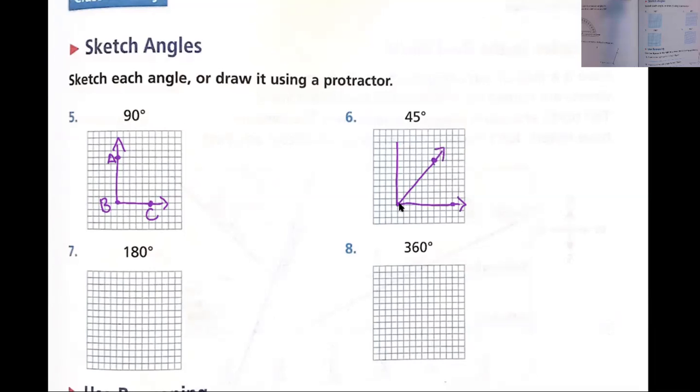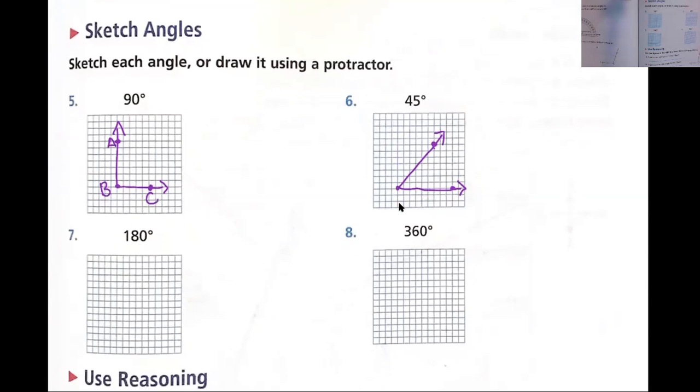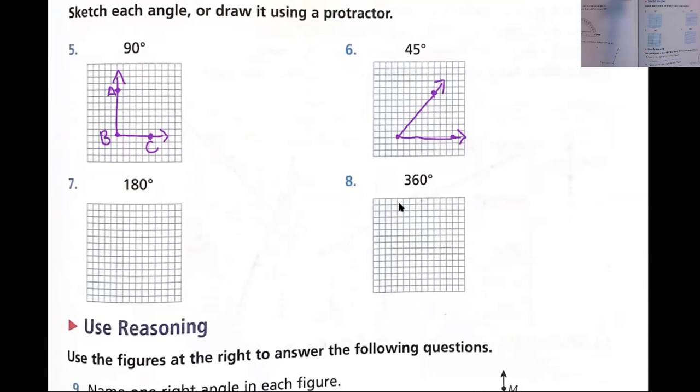And because it's just a sketch, it does not have to be perfect, but you do want to make sure that if you're not using a protractor, that you're being pretty careful about drawing that line in half. Then a 180-degree angle is a straight angle, right? So we just draw a straight line. Oh, we want to label this one. Okay. And then a 360-degree angle would be a full circle. Okay.